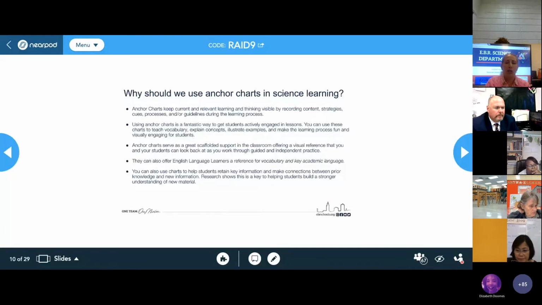You can use these charts to teach vocabulary. And I know some of you in middle school have Amplify kits. And you get these little black and white vocabulary cards.